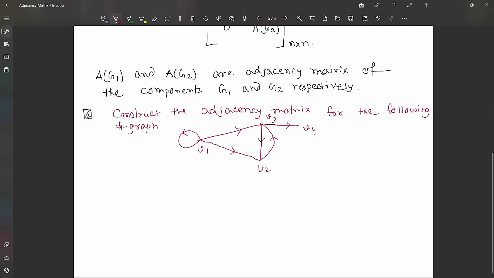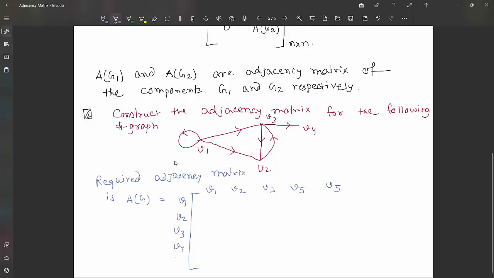So this is the graph and you have to calculate the adjacency matrix for the digraph. Now we will start with the required adjacency matrix. The required adjacency matrix is denoted by AG and this AG is just the matrix. Just place the vertices here V1, V2, V3, V4 and V5. Now place here also the same vertices V1, V2, V3, V4 and V5.